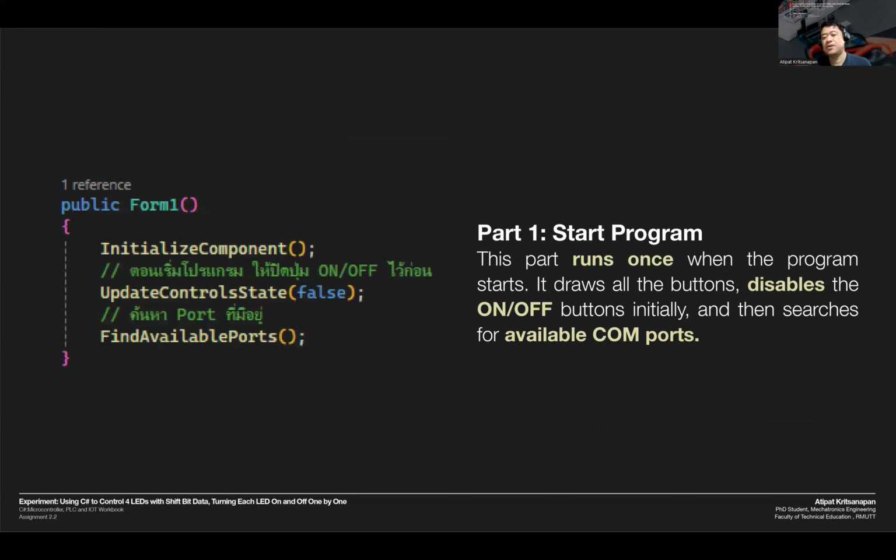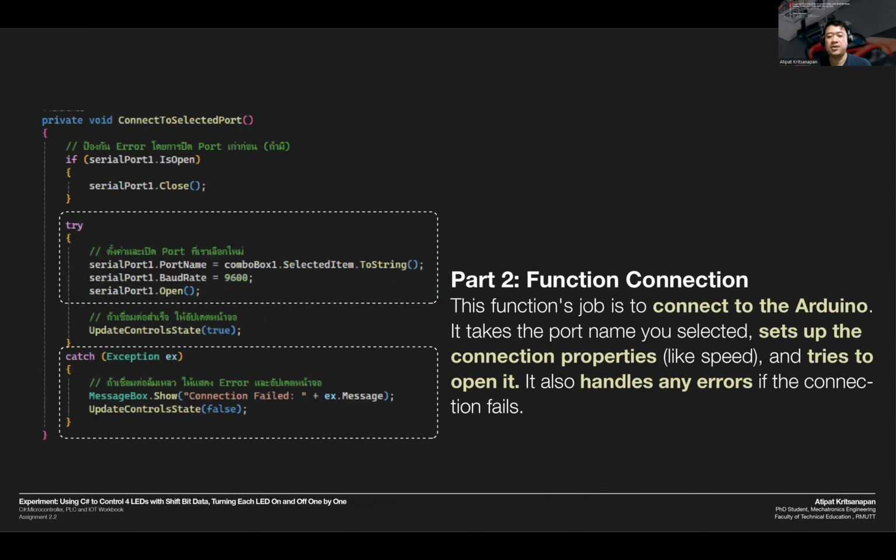Start program. This part runs once. When the program starts, it disables all the buttons. It disables the on and off buttons initially and then searches for available COM ports.